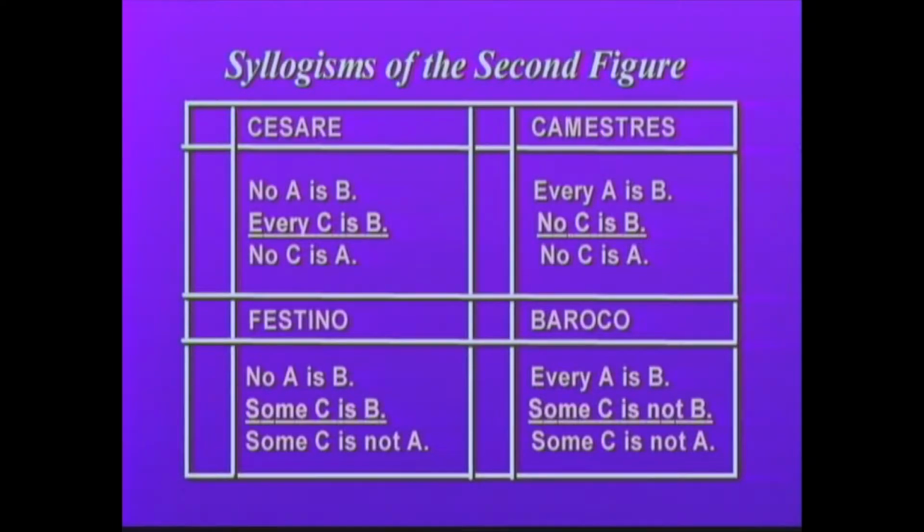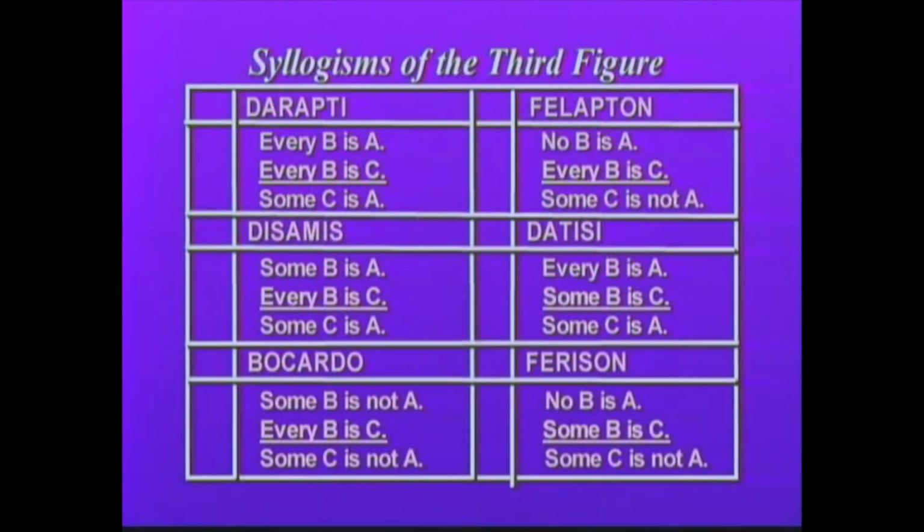You'll notice there are 4 in the second figure, 6 in the third figure. And the vowels work in the same way as in the first figure. That is, the first vowel represents the major premise, the second, the minor premise, the third, the conclusion. Furthermore, you'll notice that these syllogisms also begin with the same consonants as those in the first figure, but they're not necessarily in alphabetical order.